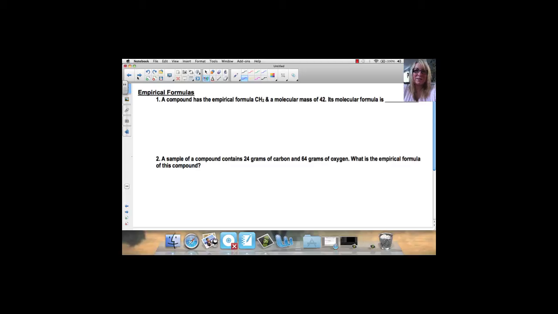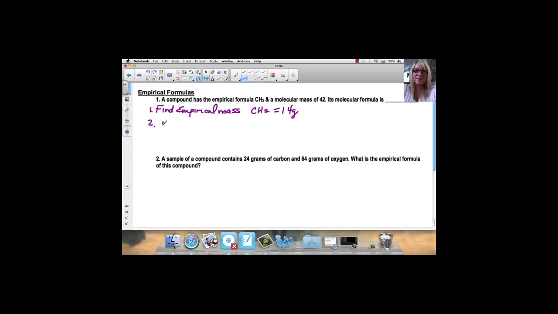A compound has an empirical formula of CH2 and a molecular mass of 42. Its molecular formula is... We haven't seen these in a very long time. First thing, find empirical mass. That's the first thing you're going to do. So if my empirical formula is CH2, carbon is 12, each hydrogen is 1, so that's 14.